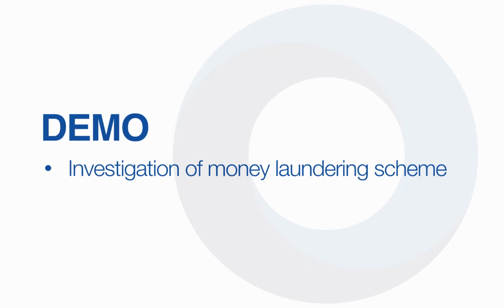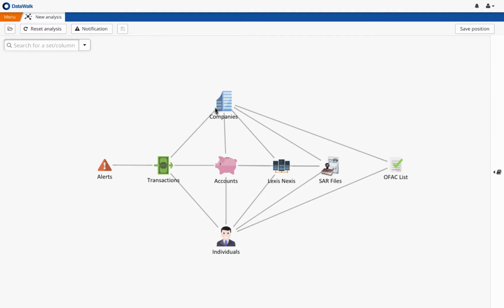In this demonstration, we will show how DataWalk software can be used to efficiently investigate a money laundering scheme. DataWalk has the ability to quickly and easily import and automatically link data from many different sources, and the data in the consolidated repository is visualized here in the DataWalk Universe Viewer. This data model, which may reflect billions of records, is easily customized for each implementation and can easily be modified as desired.